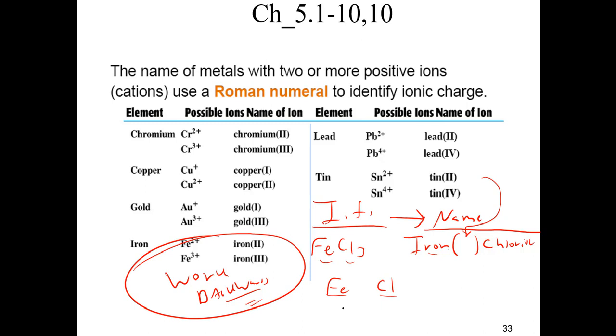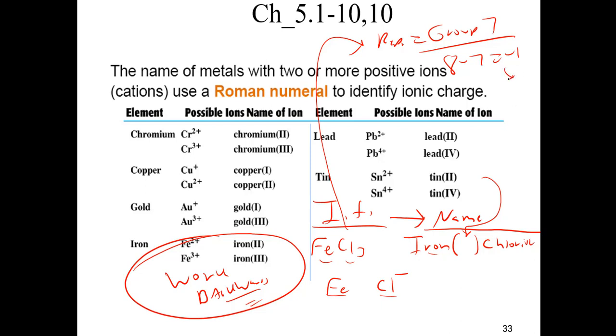So for example, chloride is a representative, and because it's a representative, it's in group 7. So 8 minus 7 is 1, so this has a 1 minus charge on there. We don't know what iron is. Iron can either be a +2 or a +3. It's going to be one of the two.